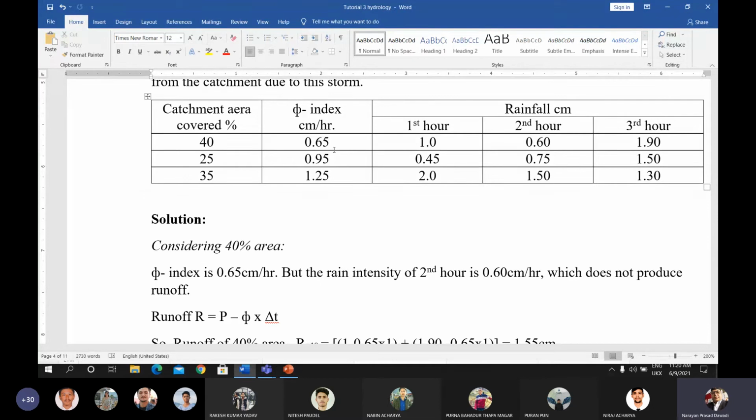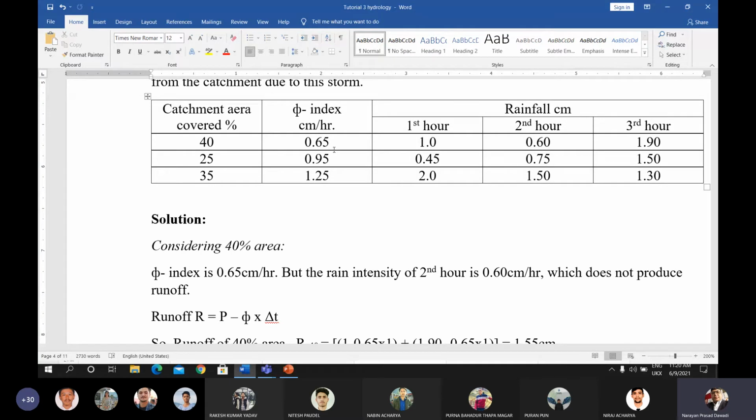0.75 is also less than 0.95, which also does not produce runoff. But 1.50 is greater than 0.95, which produces runoff. Similarly, for the 35% area, the phi index is 1.25, but the rainfall is 2 centimeter, which is greater than 1.25, which produces surface runoff. Similarly, the second hour is also greater than 1.25, producing surface runoff. The third hour is 1.30 centimeter per hour, which also produces surface runoff, being greater than 1.25.